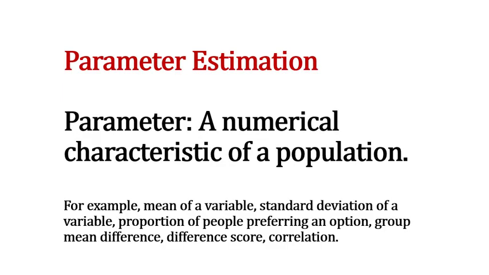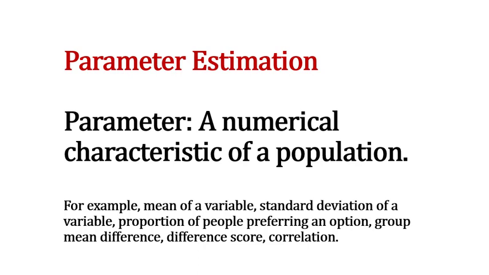In parameter estimation, we have a lot of concepts that I'm going to briefly explain here. Obviously, the most important is the concept of parameter. And parameter sometimes is a confusing term because we've got different conceptions of parameter. The most common, and the one that we use a lot in this series of videos, is that a parameter is a numerical characteristic of a population.